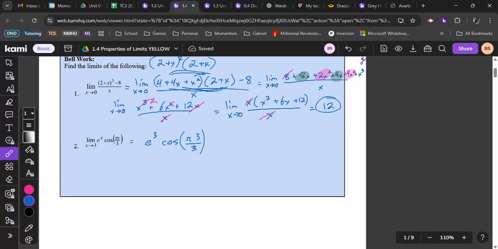Why did you put in 3? Because x approaches 3. Right? X is approaching 3. So then I have e cubed cosine of pi. And what is cosine of pi? Minus 1. So therefore, it is negative e cubed. Yeah, because remember, cosine of 0 is 1. Cosine of pi on the other side is negative 1. There we go.